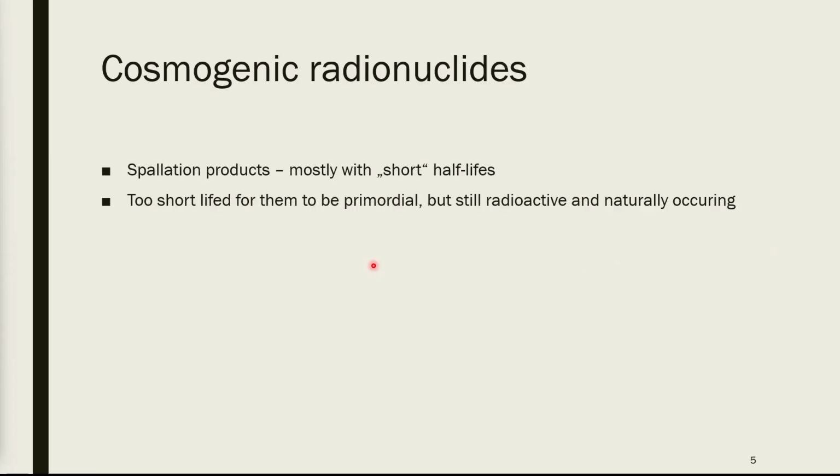So cosmogenic radionuclides are spallation products, mostly with a kind of short half-life, meaning something around some days up to some 100,000 years, which is short in geology terms. They are too short-lived to be primordial. Even some million years would be too short-lived, as the age of the Earth is around 4.8 billion years or something. And yes, these cosmogenic radionuclides are radioactive and on Earth, so there must be a way, if they can't have been here since the get-go, they have to be produced, and this production, well, it's kind of natural production, is the spallation in the higher regions of the atmosphere.